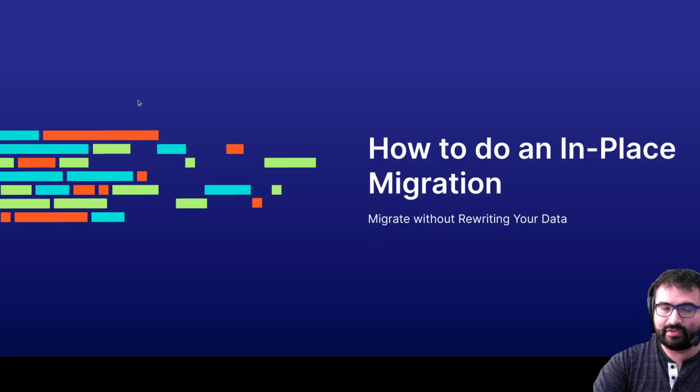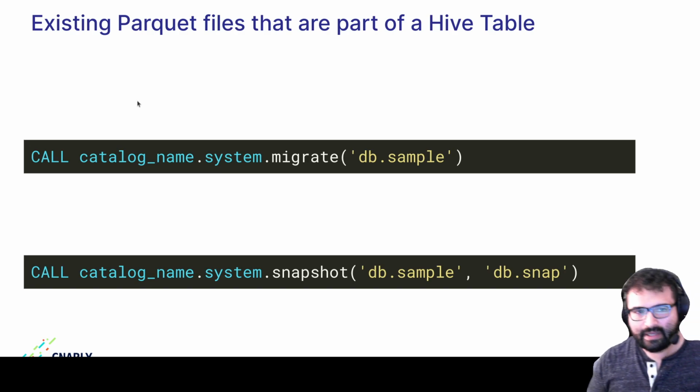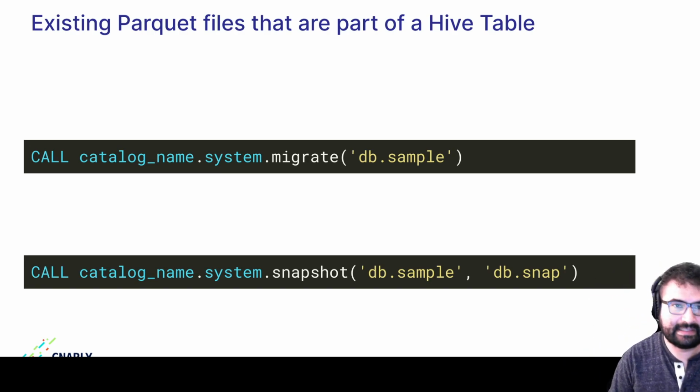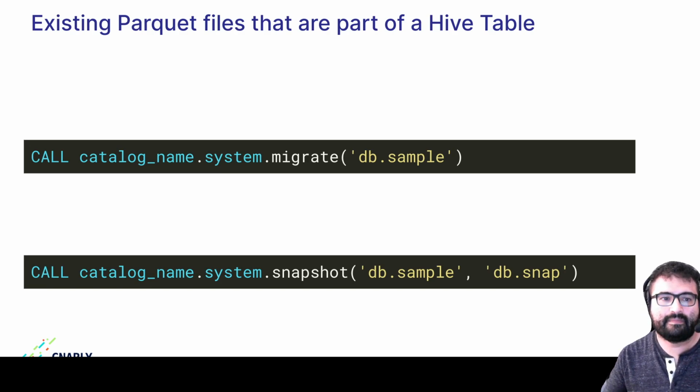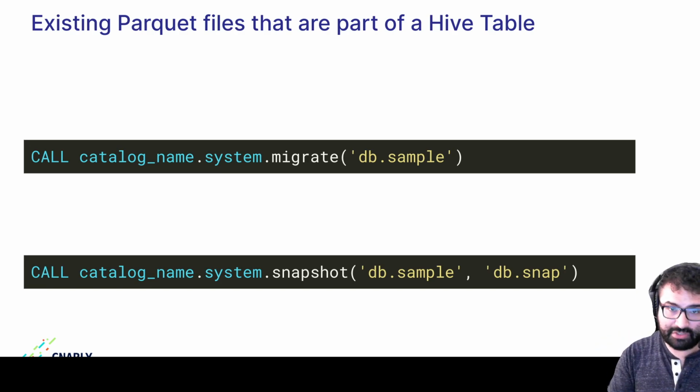So let's just talk about the tools, because Apache Iceberg gives you tools to help out with these sort of migration processes, typically in the form of Apache Spark procedures. So here are two Apache Spark procedures that currently exist. First, there's the migrate procedure, and the migrate procedure is particularly for Hive tables.